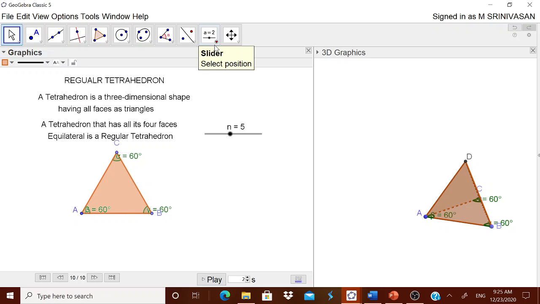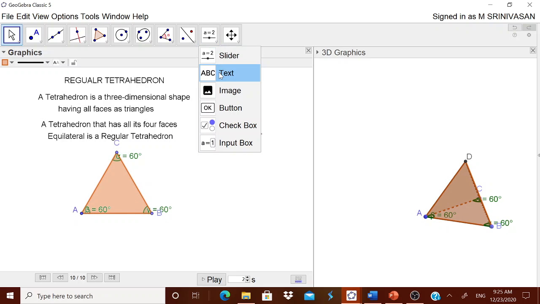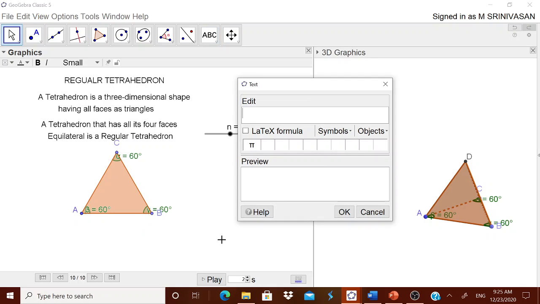There is a formula derived for total surface area. We can mention that total surface area is equal to √3 into side square. Or we can use the LaTeX formula. Whenever you are using the LaTeX formula, remember the space will not come.